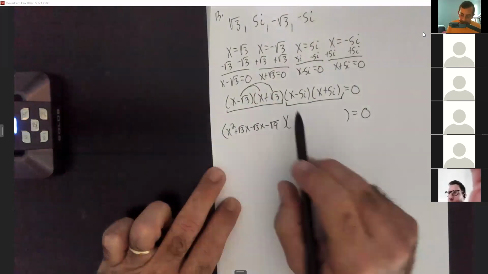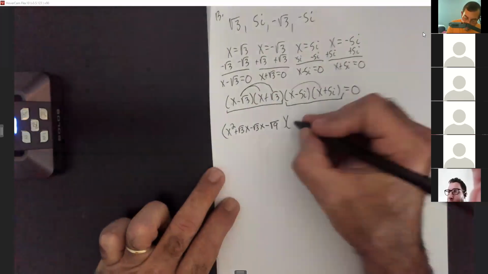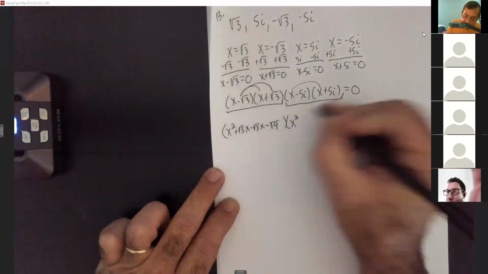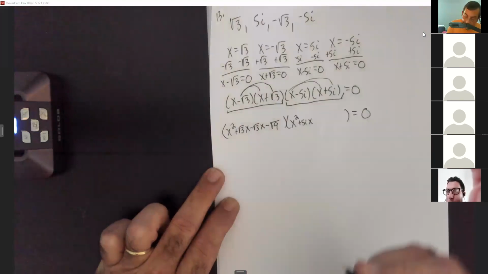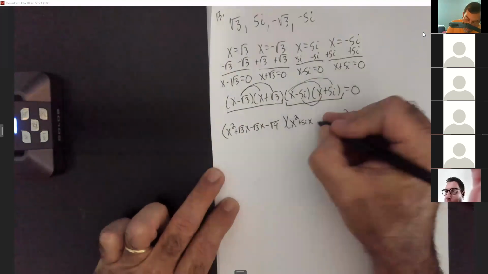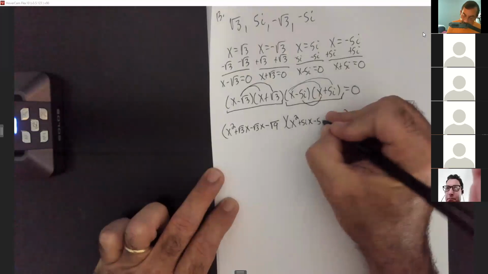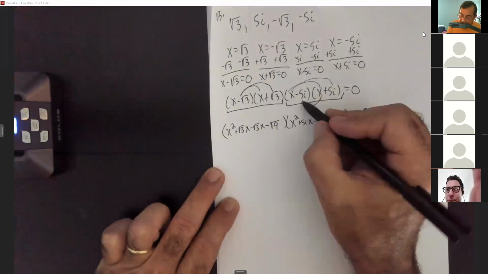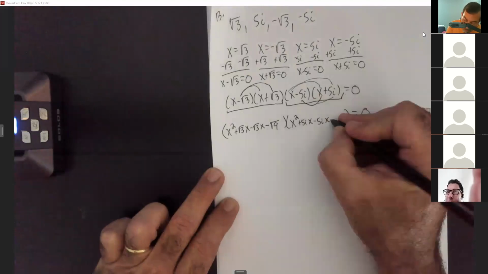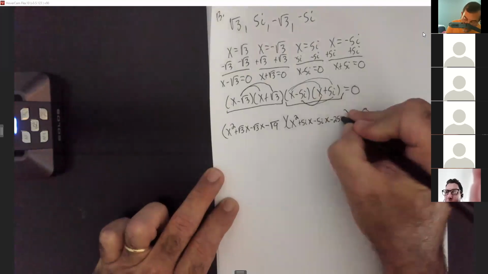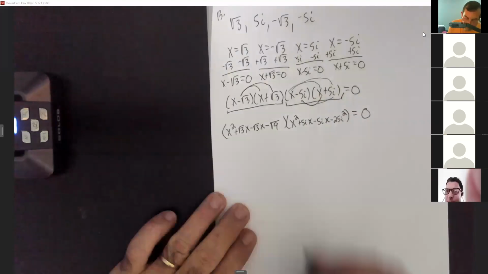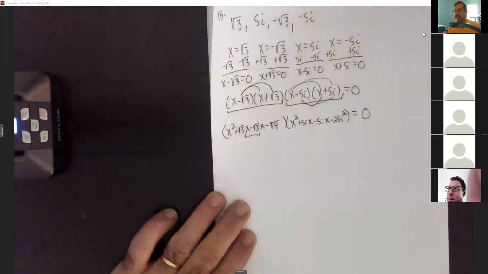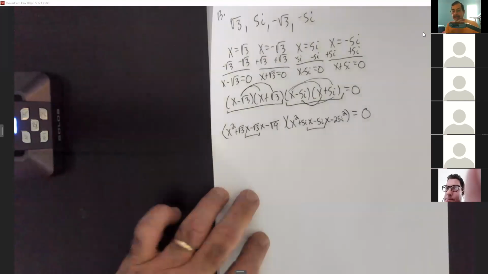All right, second parentheses, we got an x times x is an x squared. x times 5i is a 5ix. Negative 5i times x is a negative 5ix. And then negative 5i times 5i is a negative 25i squared. So notice, first parentheses, square root of 3x is canceled. Second parentheses, 5ix is canceled.